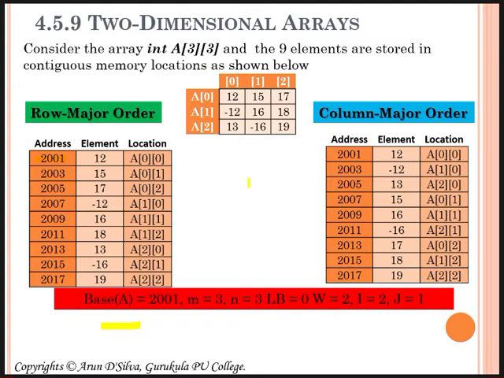First we are taking the first column values 12, then minus 12, and then 13. First we are completing the first column elements. After completion of the first column elements, we are moving to the second column elements, that is 15, then 16, and then minus 16. Then we are storing the elements of the third column: 17, 18, and then 19. And this is the location A of 0 0, A of 1 0, A of 2 0.